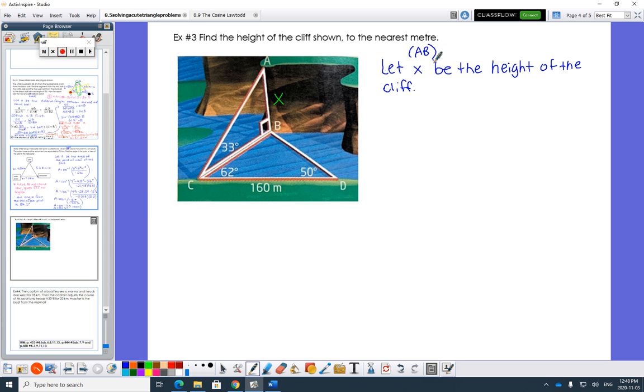So what we have to do is 2 steps. We're going to use this triangle to find BC, which is then going to be our adjacent side to 33 to find X. Okay? So this is a very common type of word problem. There's 2 triangles, a non-right angle and a right angle.